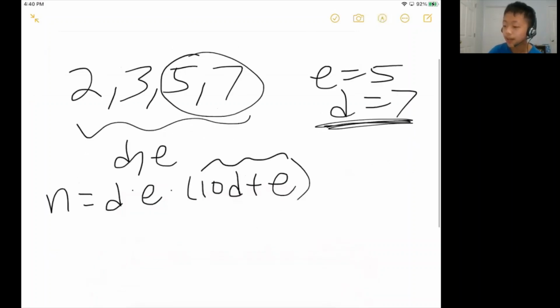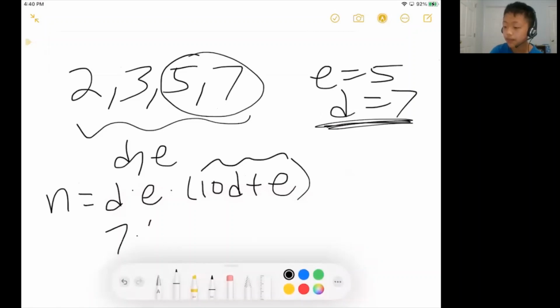So in this case, you would get 10 times 7 plus 5, which is 75. But 75 isn't prime, obviously. So clearly this doesn't work. So that tells us e can't be 5.